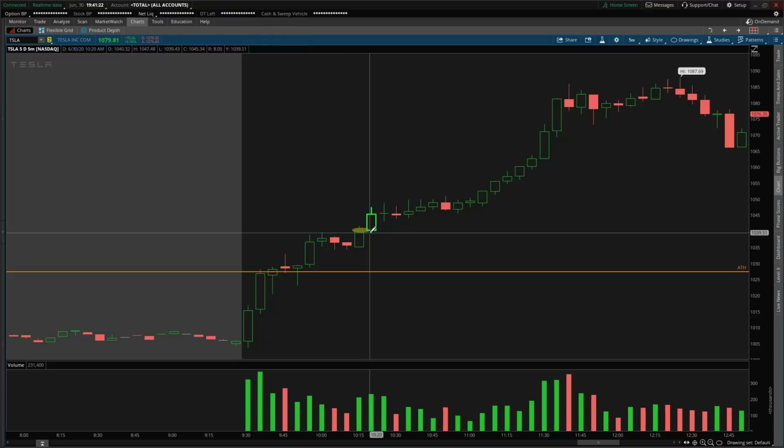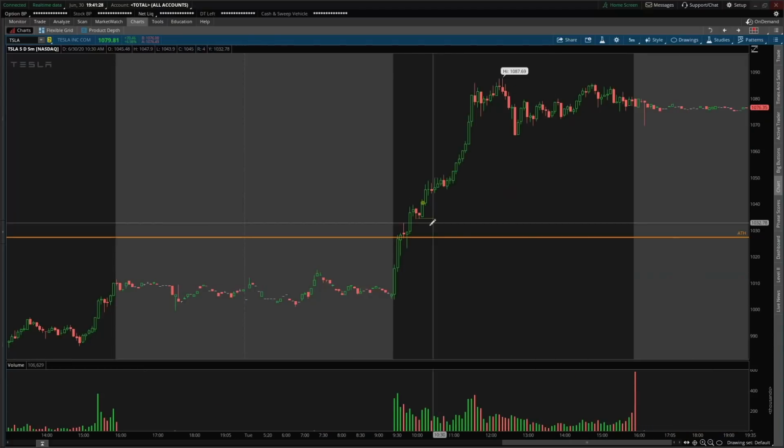So you could take calls here at the 1039 area, risking 1034, so 5-point risk, 4-point risk to the upside, which moved from 1039 all the way to 1087. So about a 50-point move to the upside when you're risking 5 or 6 points.